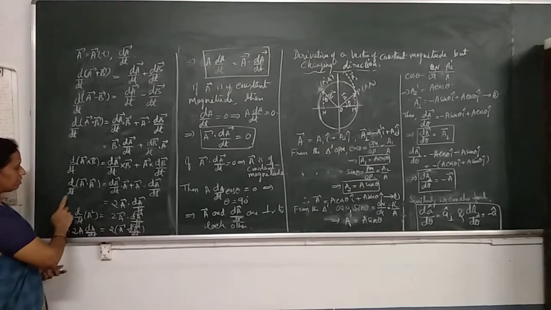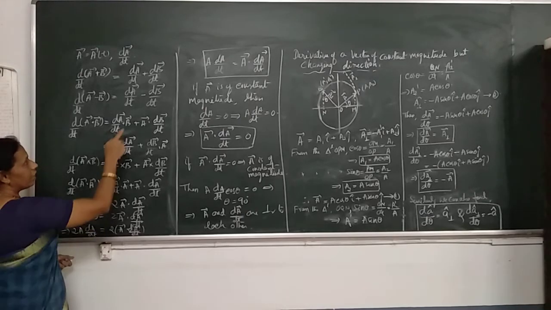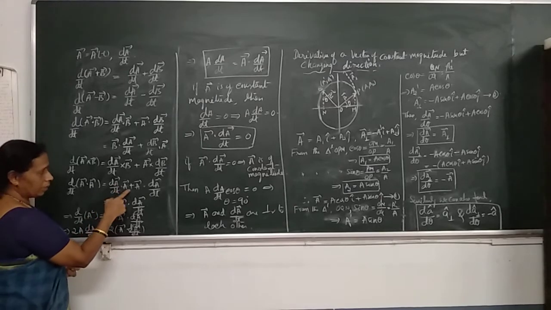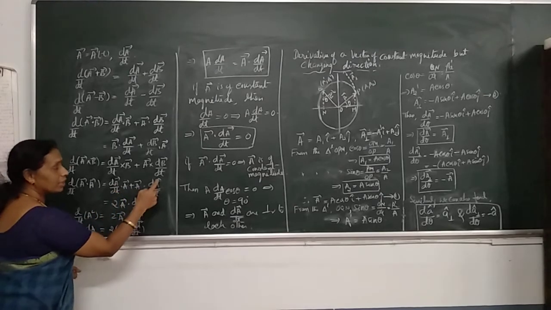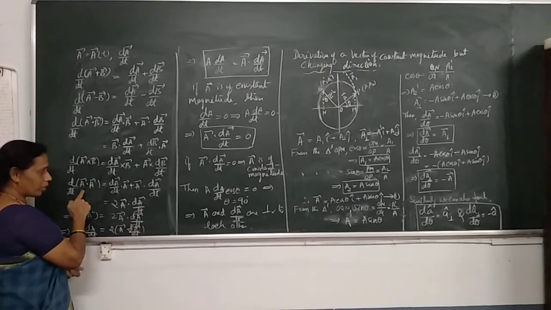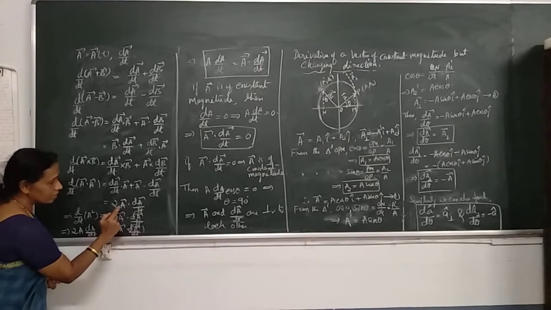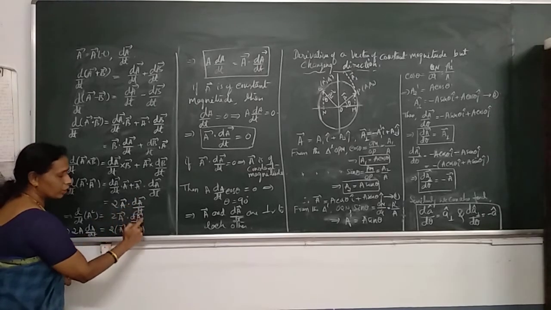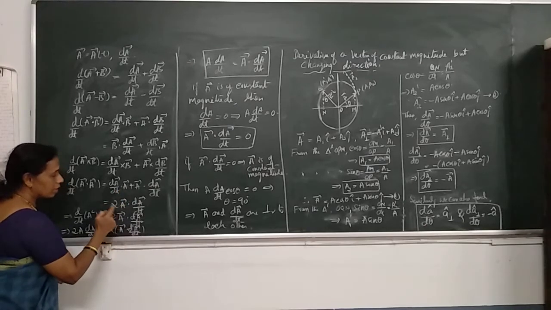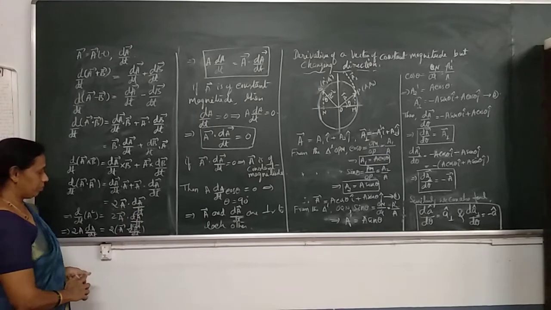One more property is the derivative of a vector dot a vector. As per this rule, it is given by derivative of a dot a plus a vector dot derivative of a. These two are the same, since it is a scalar product, these two are equal. Therefore, it can be taken as twice a vector dot derivative of a with respect to t.